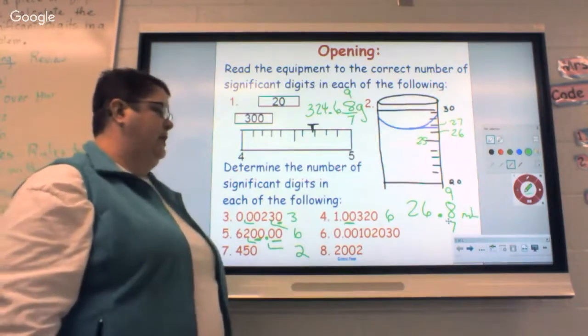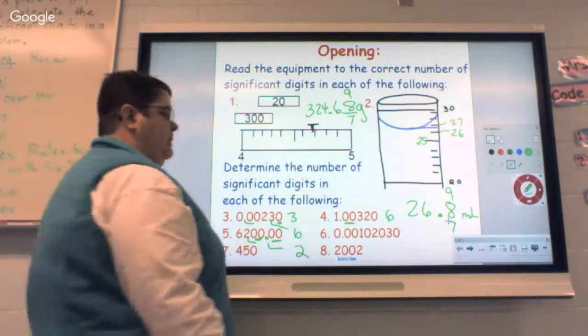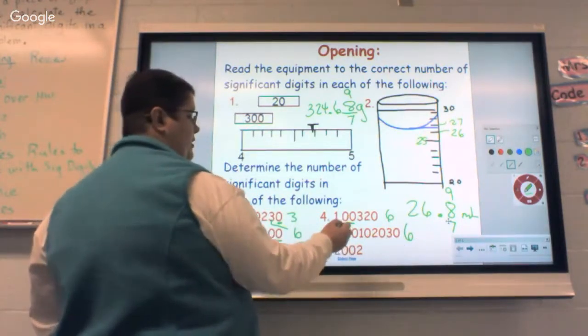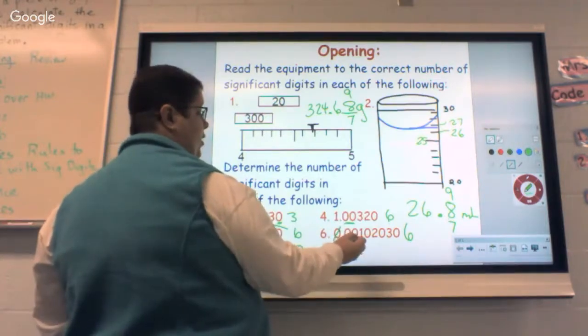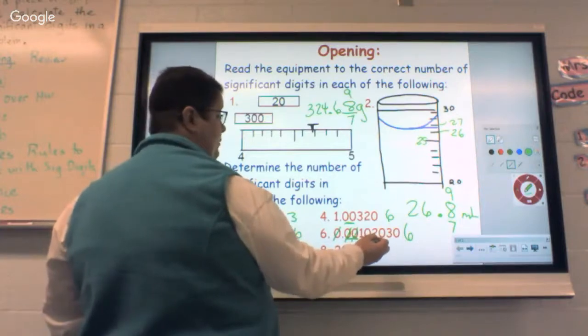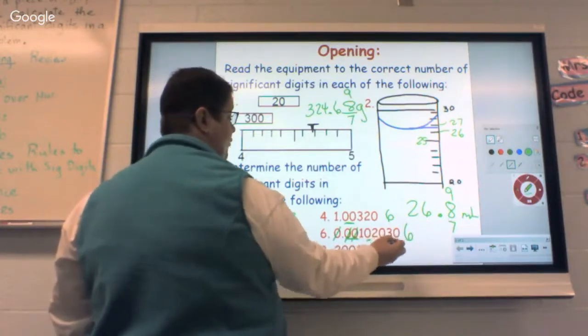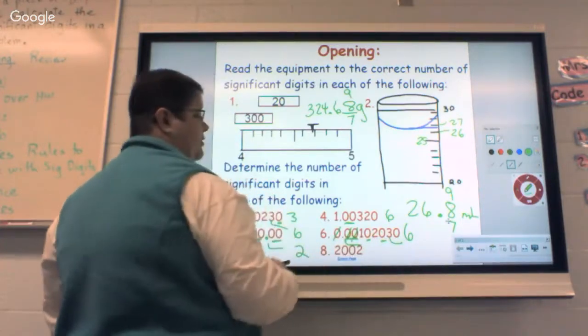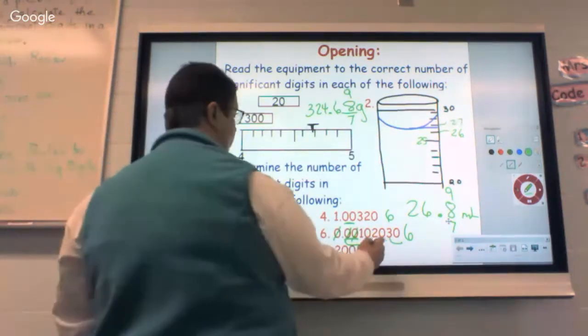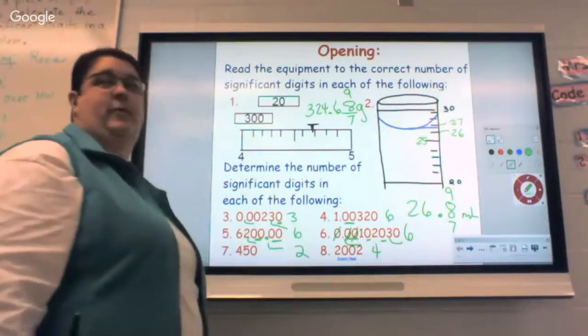All right, what about number 6? 6. All right, this one is the billboard. These are your placeholders right there. They're not significant. That one's between. That one's between. This one is after the 3 and after the decimal. So there's 6. How many number 8? There are 4. Questions about that one?